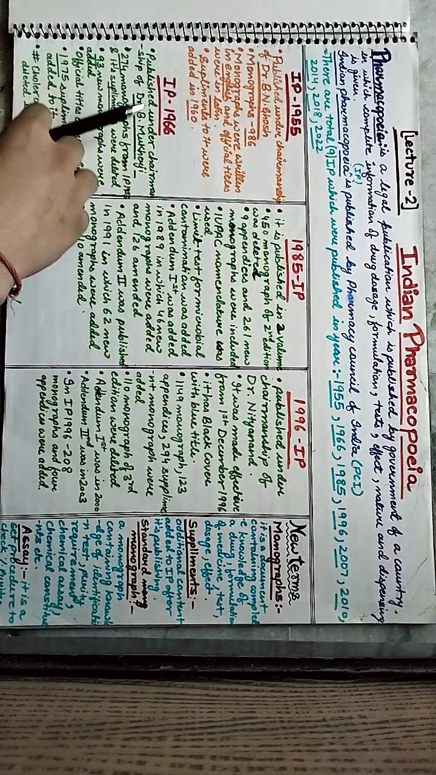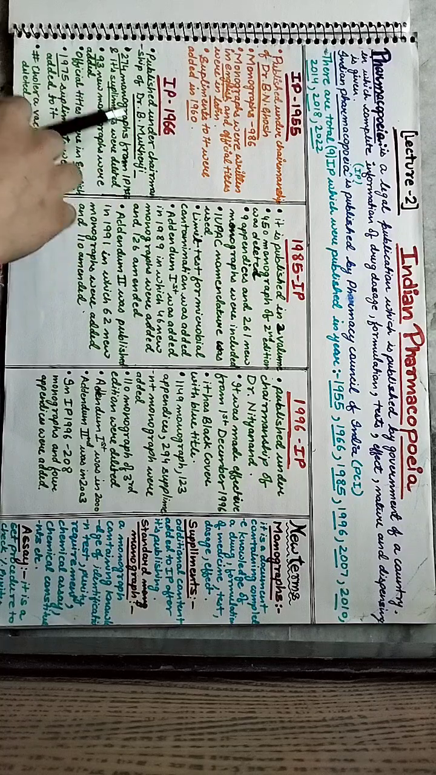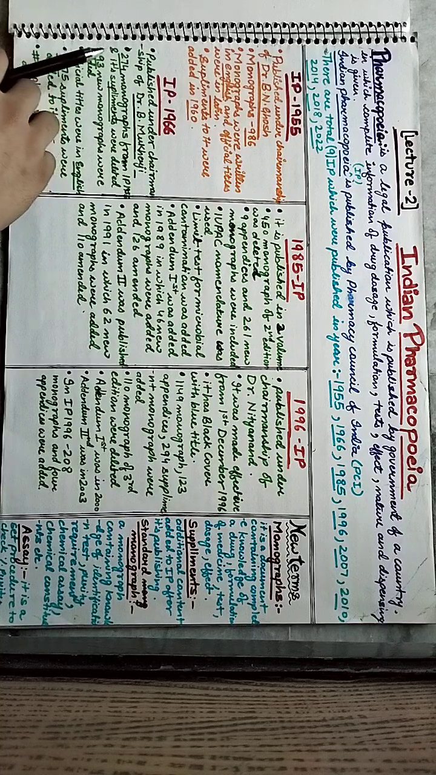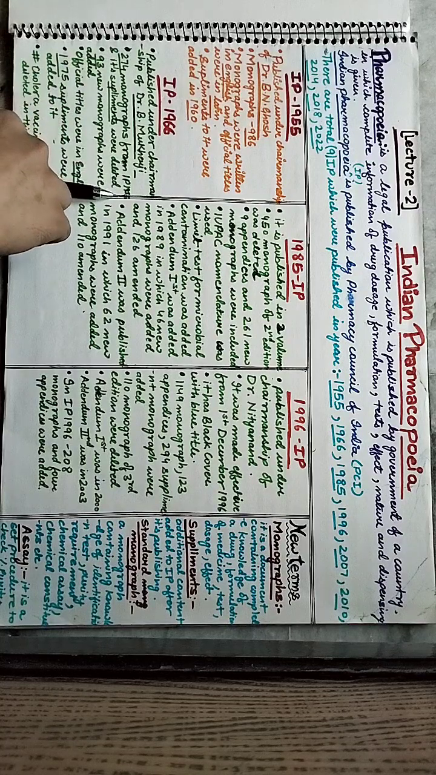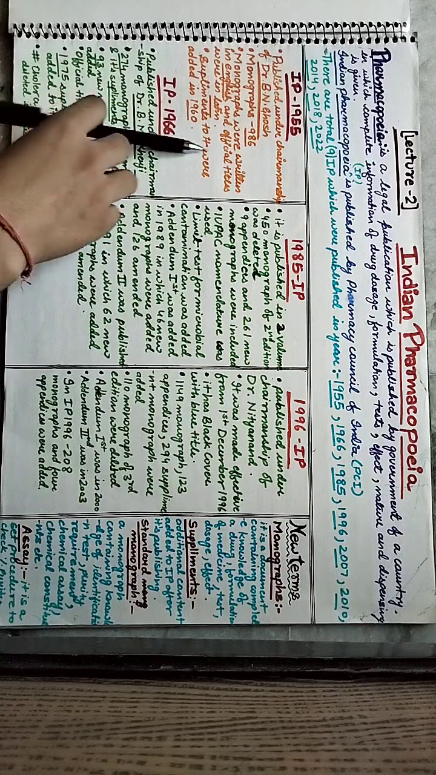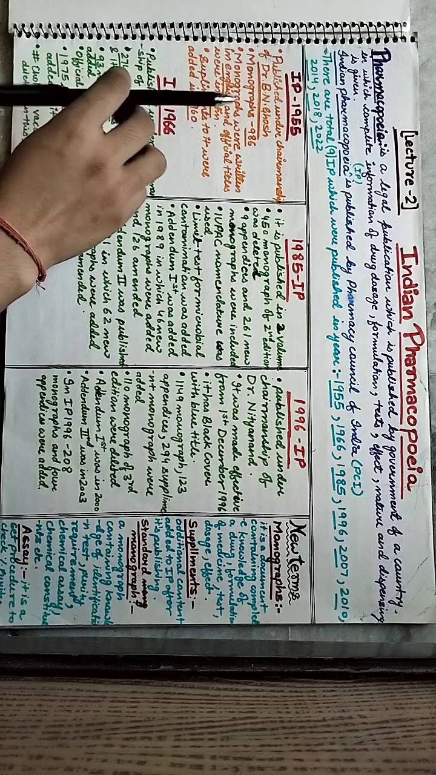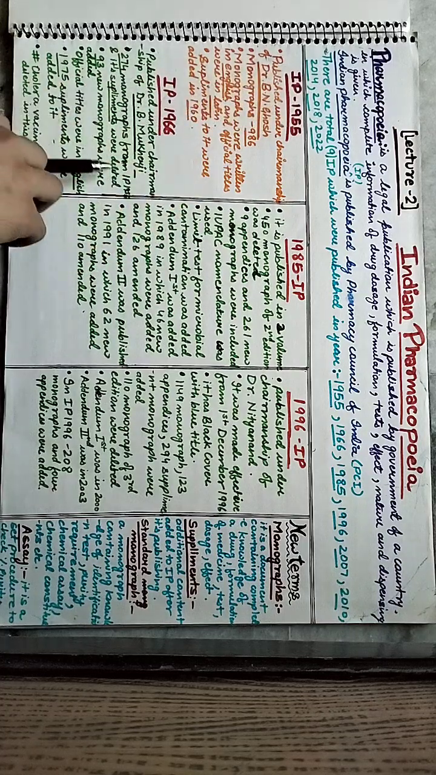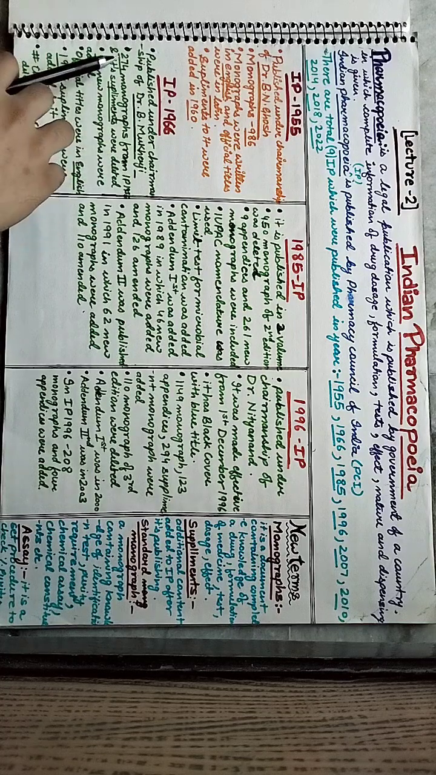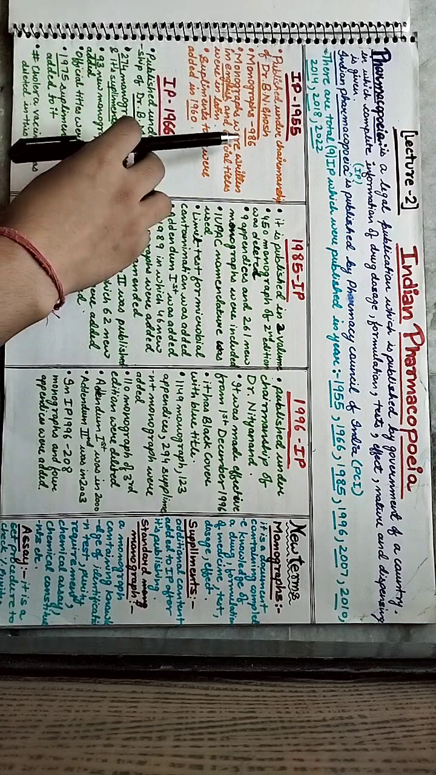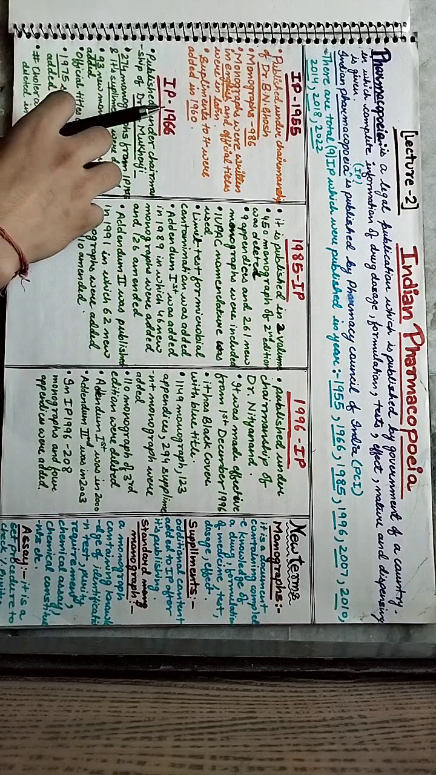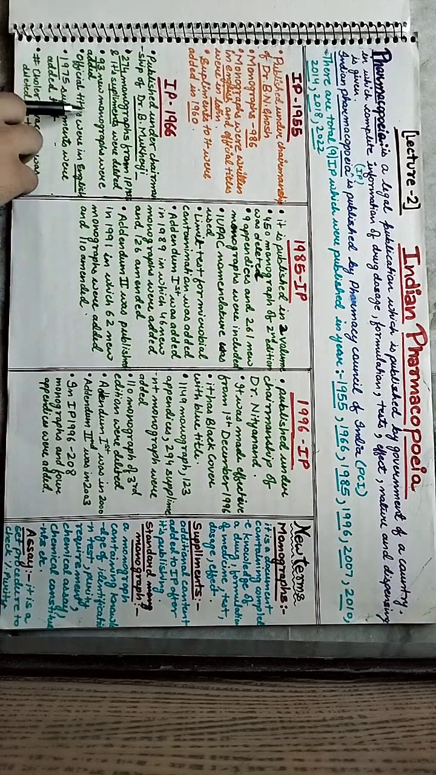Now next is IP 1966. This IP was published under the chairmanship of Dr. B. Mukherjee. In this IP, 274 monographs of IP 1955 and all the supplements to it were deleted. All the supplements that were added in 1960 and the 1955 IP were deleted in 1966, and also 274 monographs out of 986 monographs were deleted. The next thing is that 93 new monographs were added in this IP, and the official title of this IP is in English.